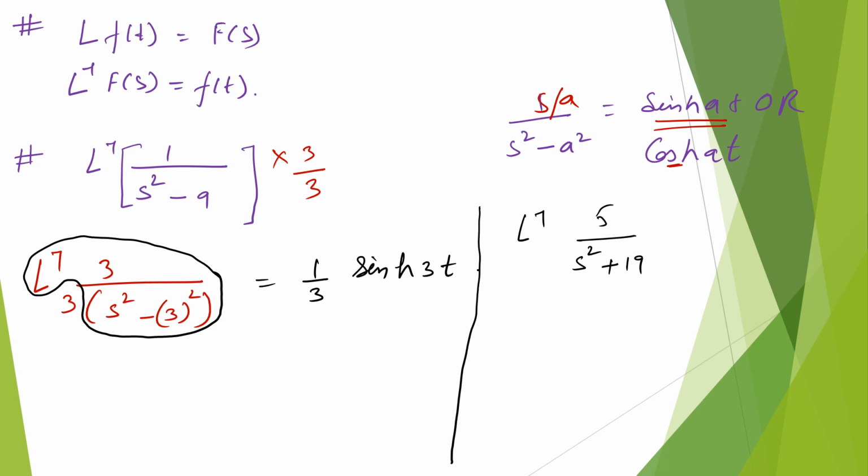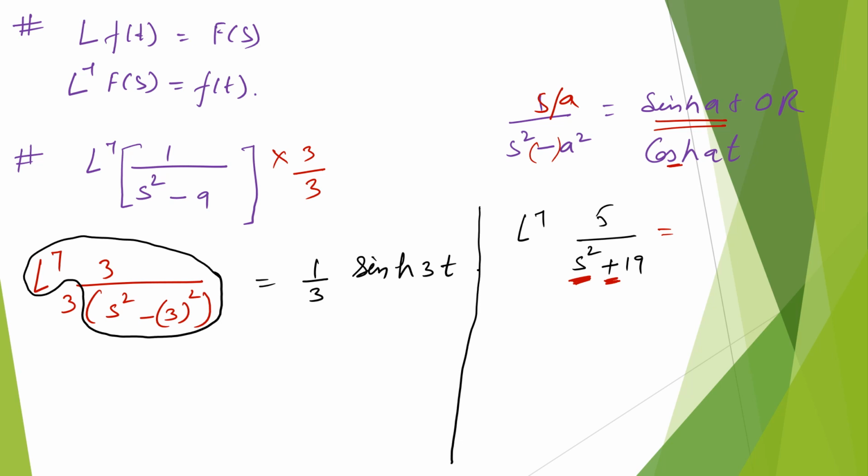Similarly, suppose we have a similar question like Laplace inverse of 5 over s square plus 19. Because in the denominator we have s square, the formula is going to be converted into either sine or cos. From this plus we get that the formula is for simple sine or cos, not hyperbolic. In a hyperbolic we have a negative sign, but in a simple trigonometric function we have a positive value.